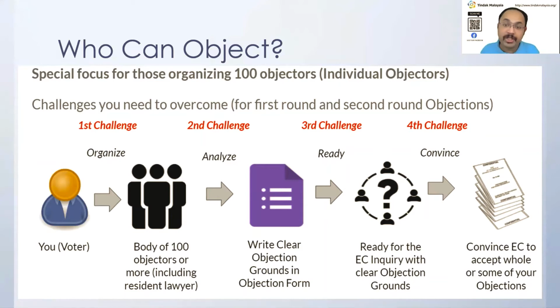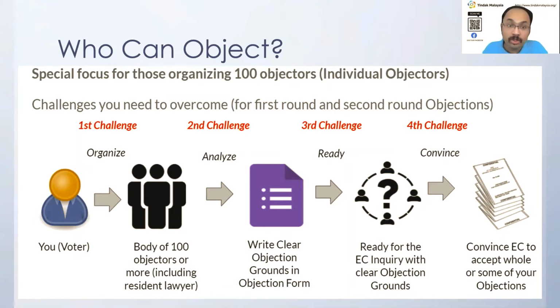My next speaker will speak more on this practical aspect, so I will not dwell too much on it. And when the inquiry is done, strive to ensure as much as possible to convince the EC to accept wholly or partly your objections. So now you can see why 30 days is very short, right? You have to go through steps 1, 2, and 3. That would take a lot of time. Even organizing 100 objectors is not an easy process.